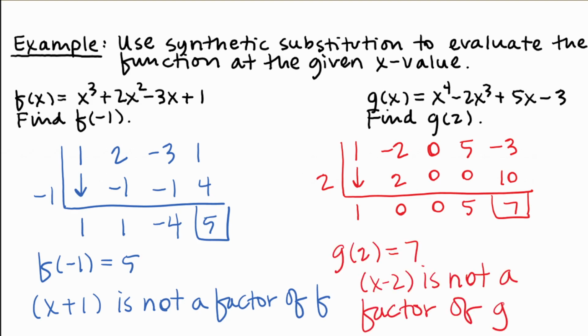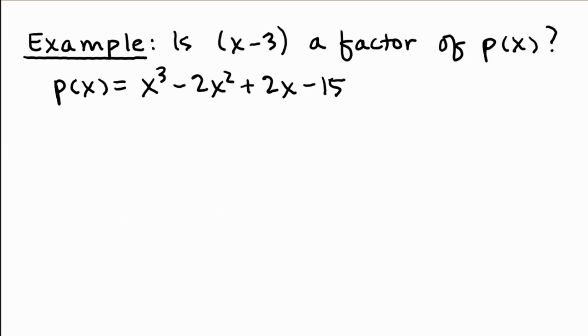And just like on the other one, I'm going to say, okay, g of 2 is 7, and as a result, x minus 2 is not a factor of g. Okay, I kind of thought one of these was going to come back 0, and I was going to be able to say it was a factor. But I wrote these notes a long time ago, so yeah, you know how that goes.